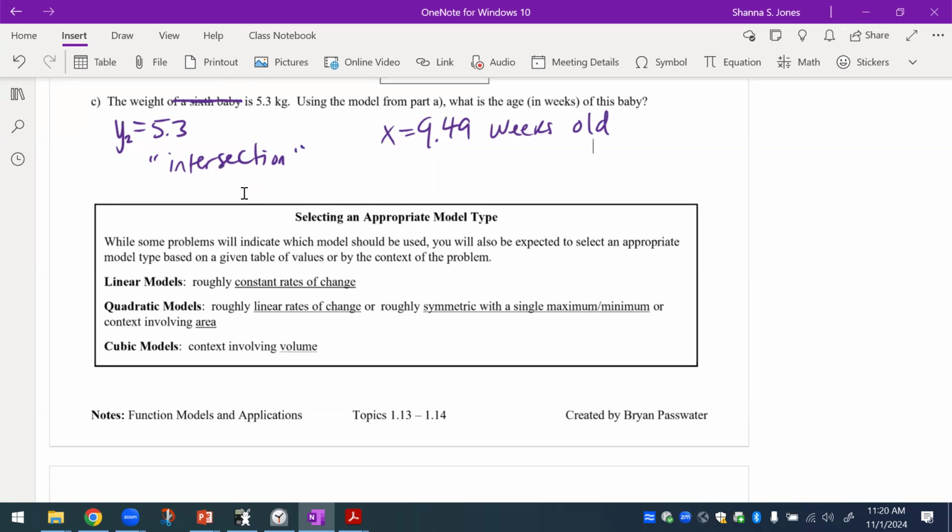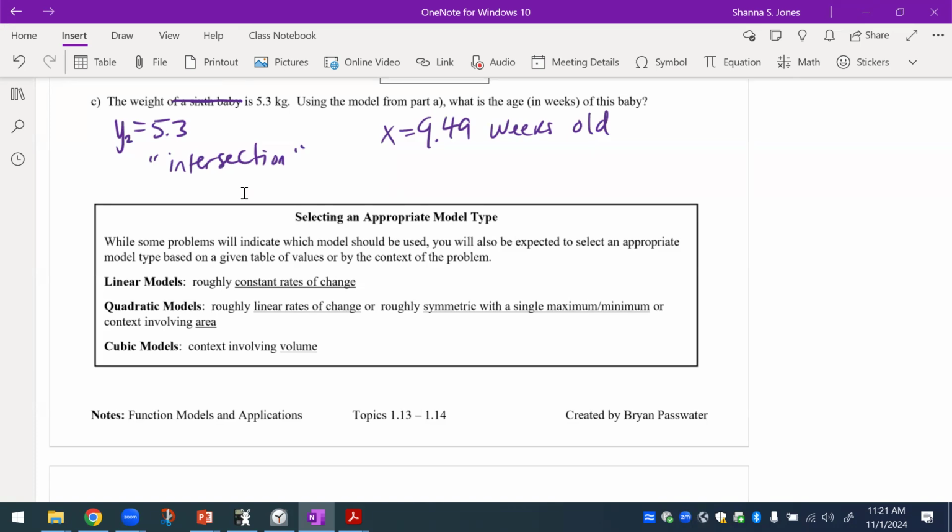Okay. Key things for linear is if it's a constant rate of change, right? It's increasing miles per hour; something per something is a good sign that it is linear. Okay. Quadratic has roughly linear changes in rates of change or is roughly symmetric with a single minimum point. Like here's my maximum, here's my minimum value. And then also cubic, context involving volume. Anytime we're talking about volume, you want to think, oh, that's a cubic model.